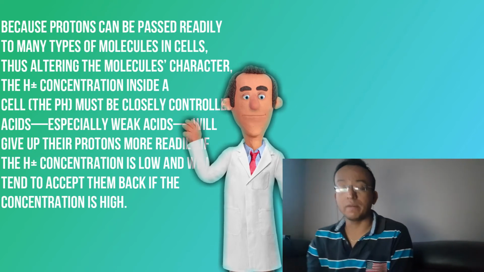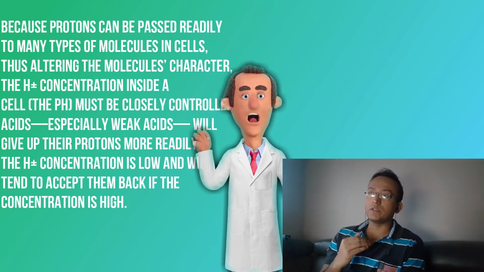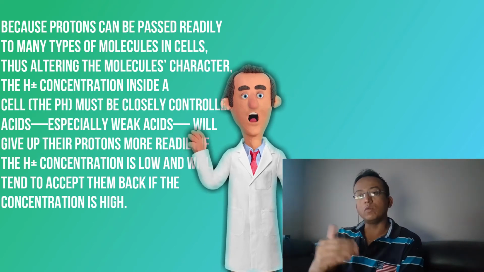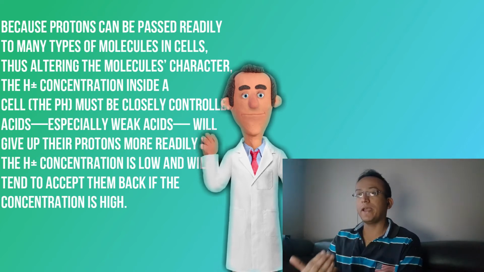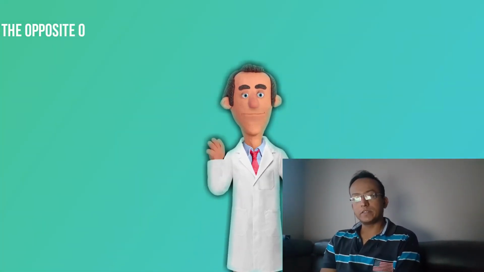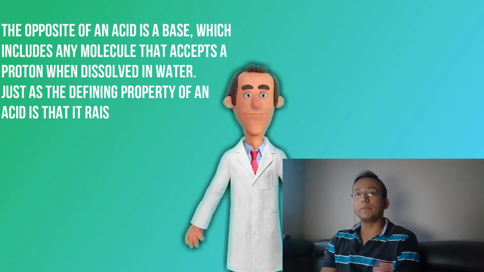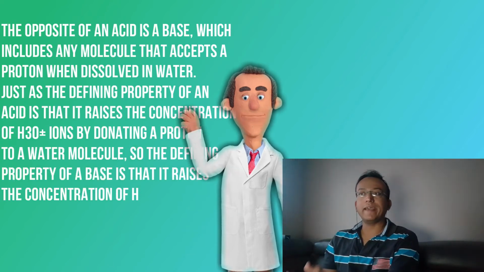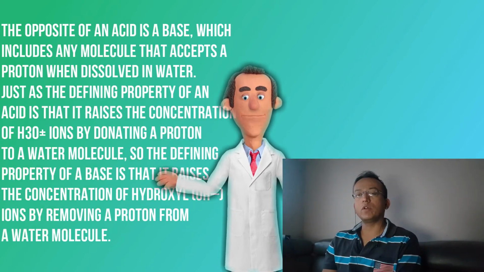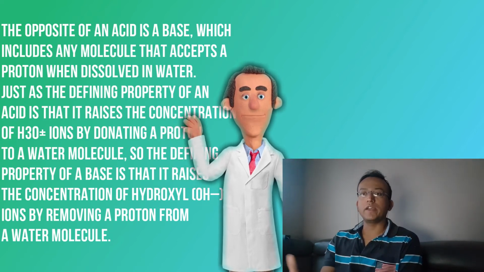So the weak acids are important. Suppose in a solution the concentration is low, they will give up protons readily, but if it is high, then they will take back the H plus. The opposite of an acid is a base. So we studied acids, and the opposite is a base, that is an alkaline, which includes any molecule that accepts a proton when dissolved in water. This is just vice versa, as simple as that.